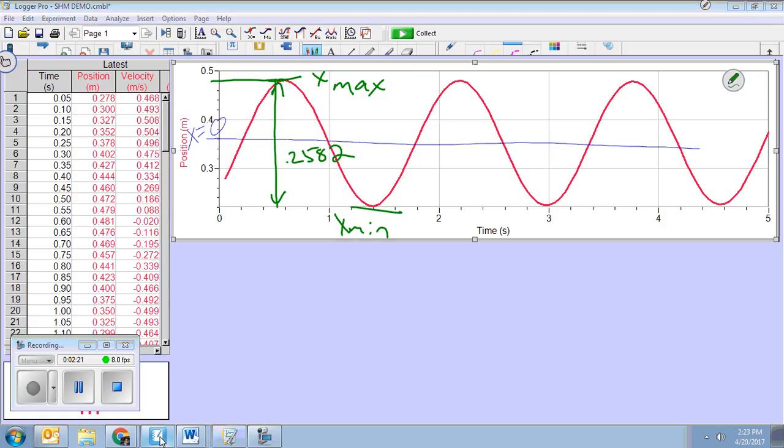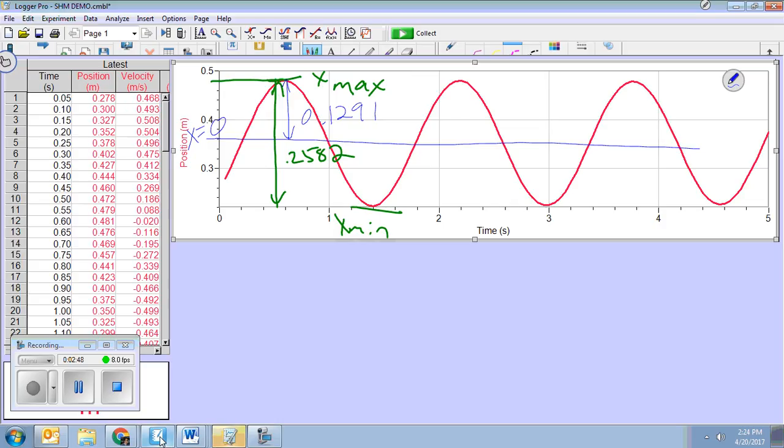But that's the whole oscillation from top to bottom. What I'm really interested in is that distance. So I chopped that in half, and that's where I got the 0.1291, I think. I did that in my head, so that might not be right. So that's our x max.